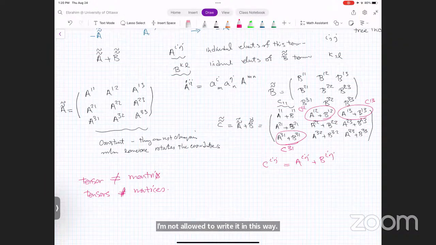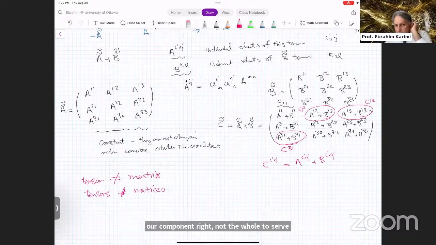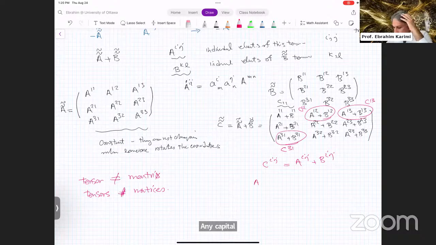Sabra has asked, when you write A capital with IJ, is that a tensor component, right? Not the whole tensor. Yes, Aij is the component of tensor A.